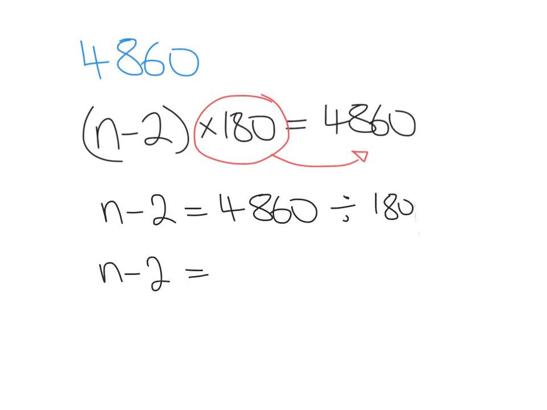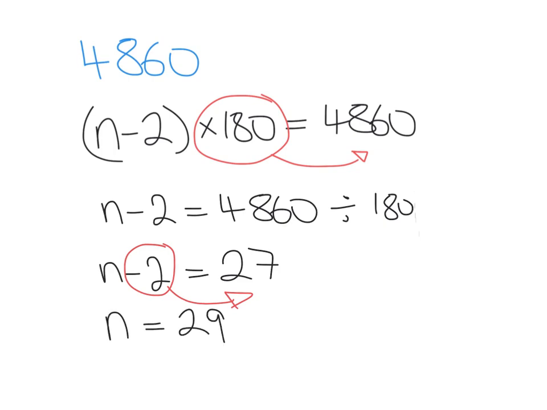which means that n minus 2 equals, so 4860 divided by 180 gives me 27. And finally, I'm going to take my minus 2, swap side, swap sign, so it becomes plus 2. Means n is 29. Right guys, if you feel happy with that, you can go on ahead and have a go at the questions in the booklet. I'm going to do one more example for those people who still aren't sure.